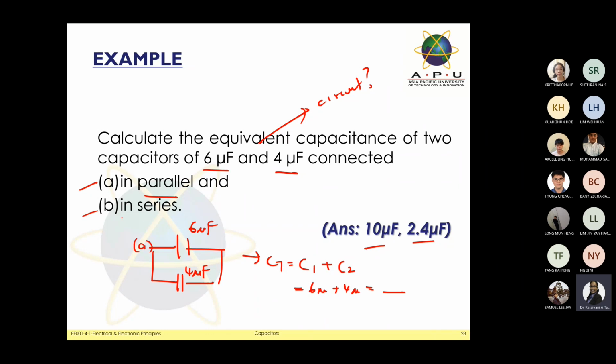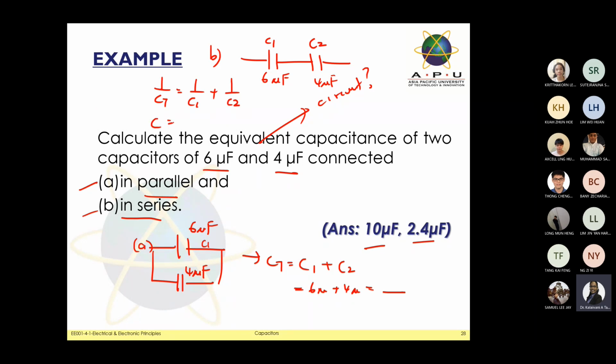For B, they ask about the series part. So when they ask for series, your diagram will be in this way. The connections will be in this way: this will be C1, this will be C2. We specify the values first: C1 is 6 microfarad, and the second one is 4 microfarad. Remember the equation I informed you just now: 1 over C total equals 1 over C1 plus 1 over C2.